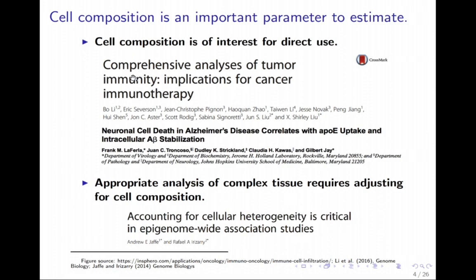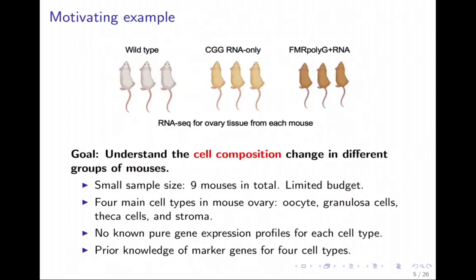Due to the reason that cell composition is an important parameter to estimate, there have been many existing methods that were proposed to estimate cell composition from high-throughput data. I will show a motivating example first and walk through the existing methods in a minute to tell you why those existing methods cannot solve the question we're interested to solve here.